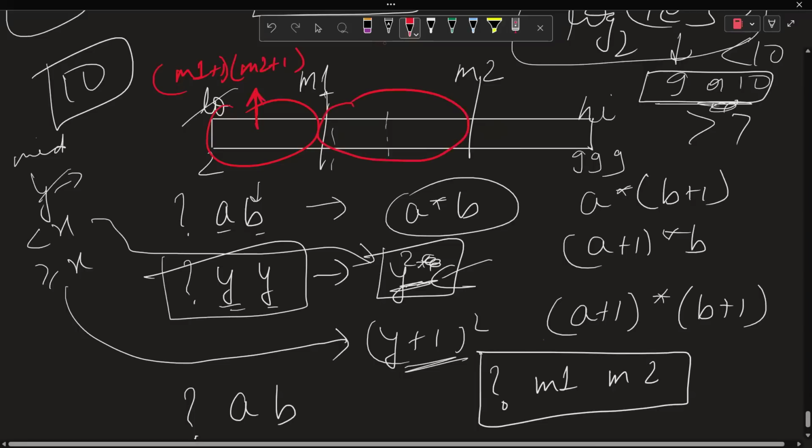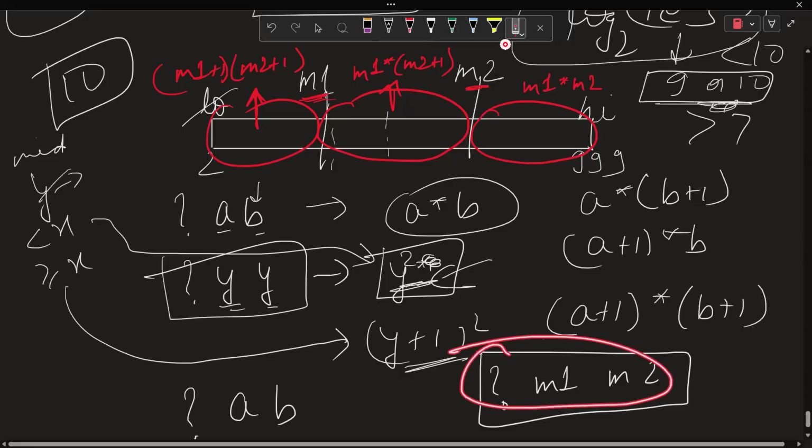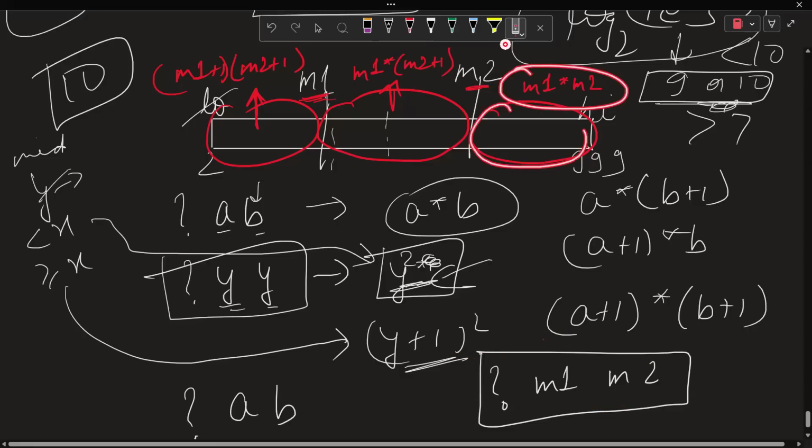If X is in this range, M1 would be measured correctly, but M2 would be measured wrongly. So M1 * (M2 + 1). And if X is falling in this range, both M1 and M2 would be measured correctly. We would get M1 * M2. So by looking at the result of this query, if its value is this, we would say my X would fall in this range. I would make my low as M2 + 1.